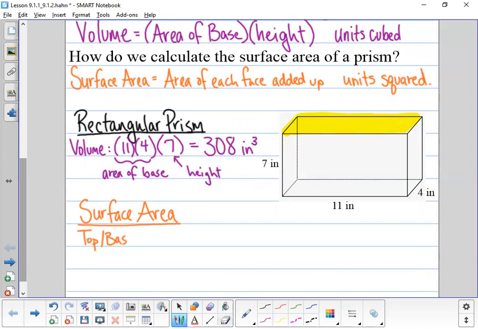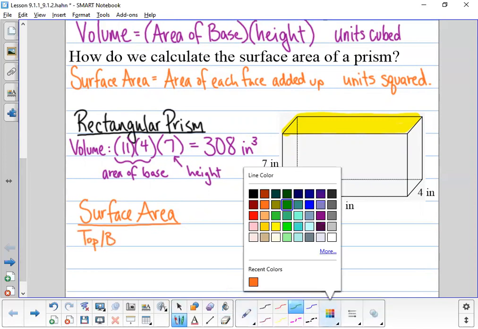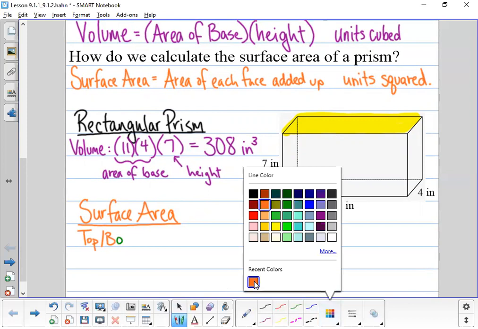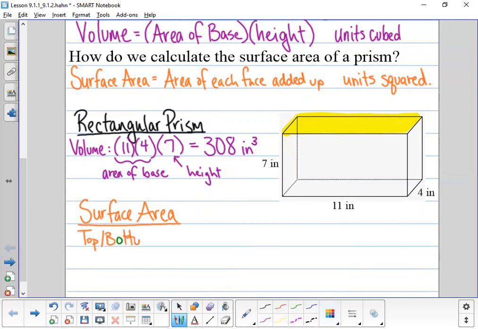Oops. I was saying bases and I started writing bases. That's not what I meant. I meant to write bottom. Oopsies. Top and the bottom, there we go.